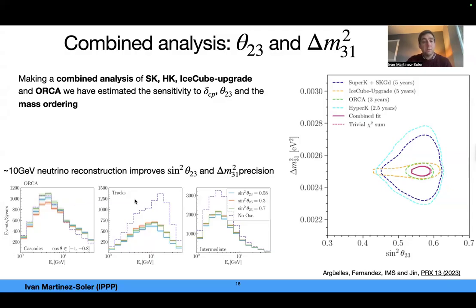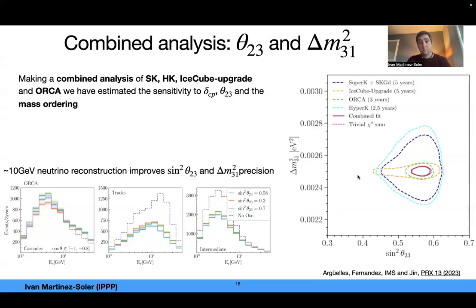In the left plot, what you have is the different event distributions for three different values of theta 23. And in the right plot, what you have is the allowed region of each experiment alone and the combination of all of them. As you can see, there is a very good synergy between all of them, and that allows us to reduce the uncertainties a lot. For instance, that will help us to measure delta m31 with a precision below the percent level.